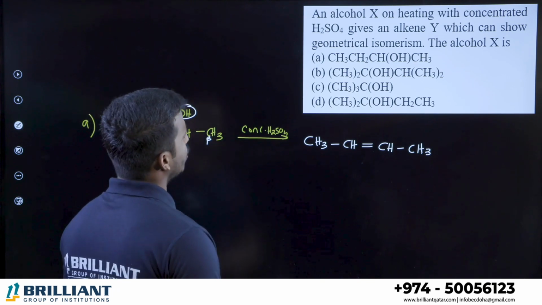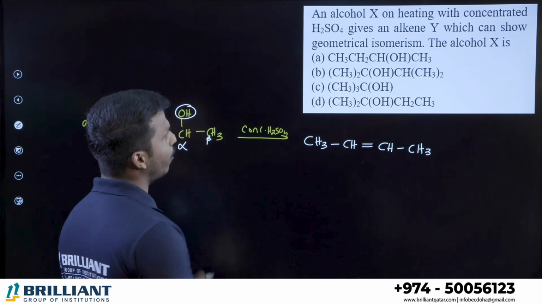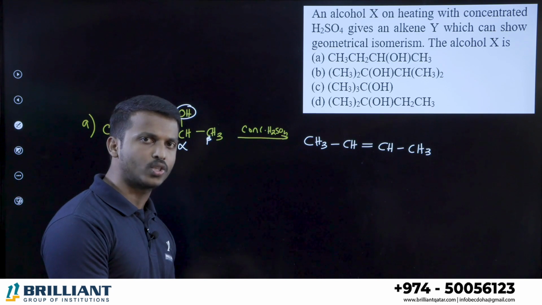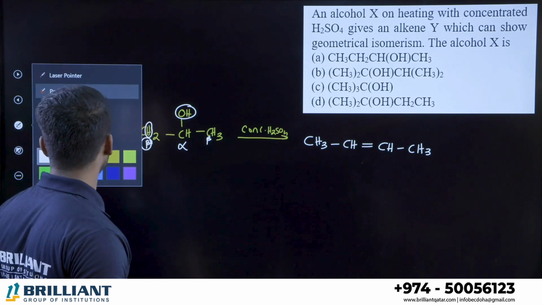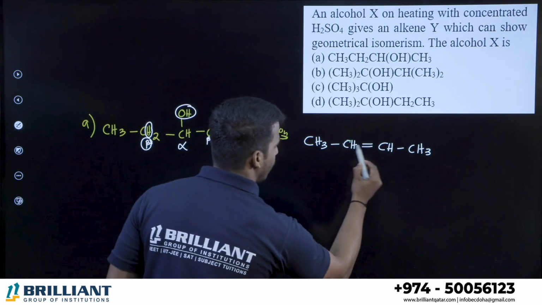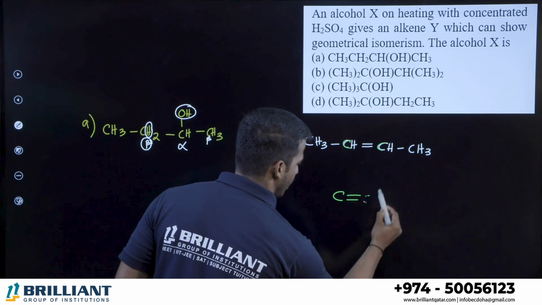Alright. Question: can this compound show geometrical isomerism? Yes, it is possible. You know, this is a C double bond C carbon.